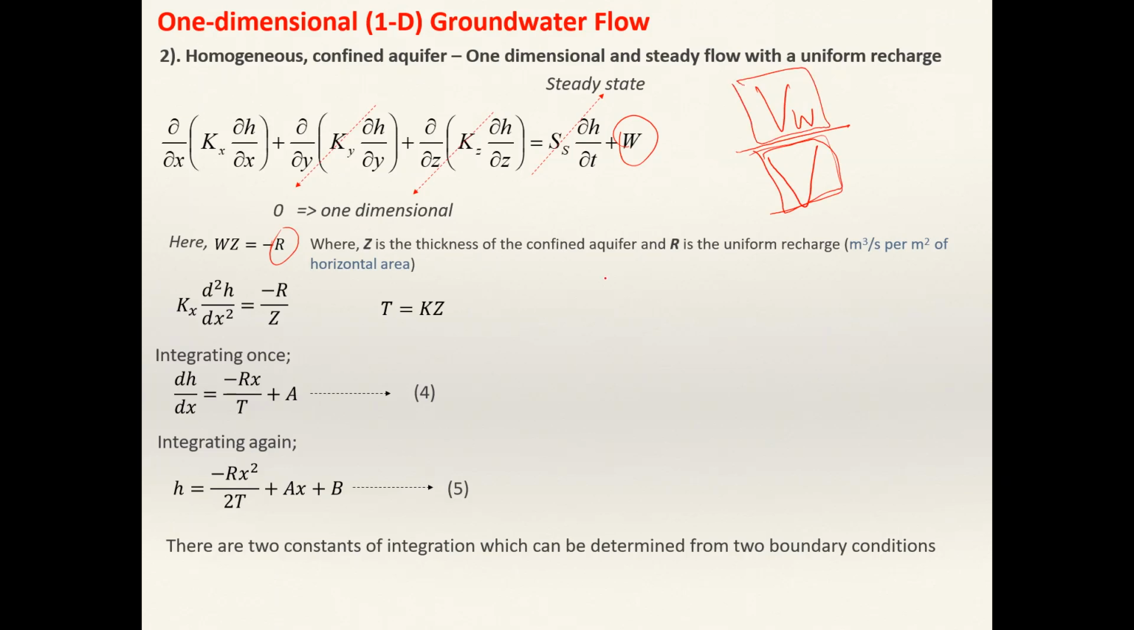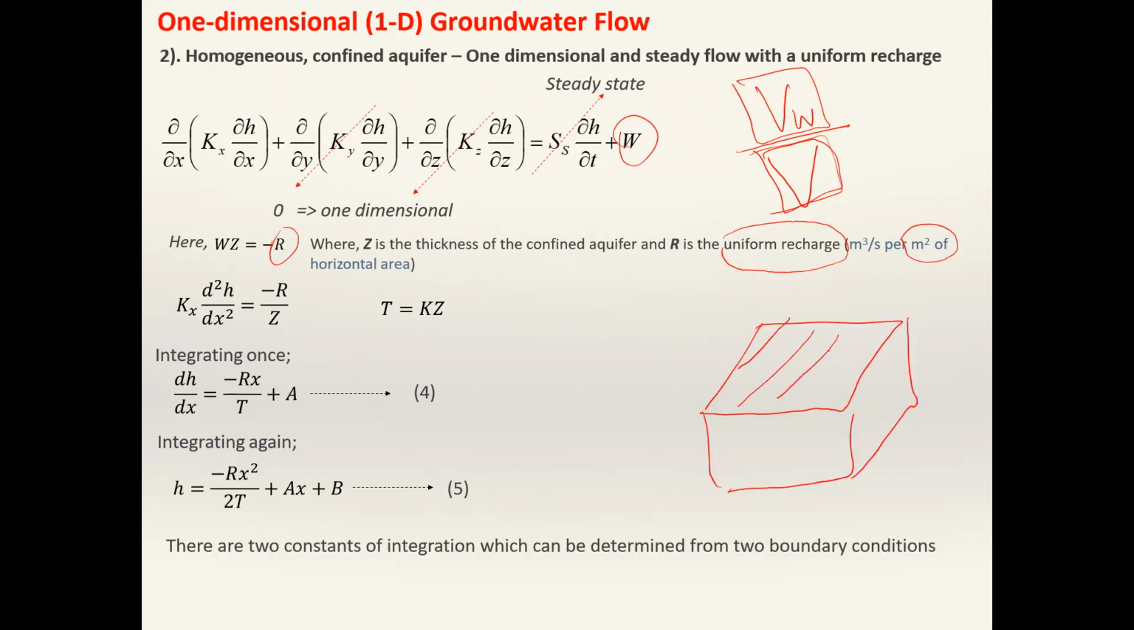But R is defined as the uniform recharge per unit surface area. If you have an aquifer like this, now this is the unit surface area. So what is the water volume that you pump out or recharge per unit surface area? Therefore, there is a clear relation between W and R. What is it? W multiplied by the saturated thickness will be equal to R.